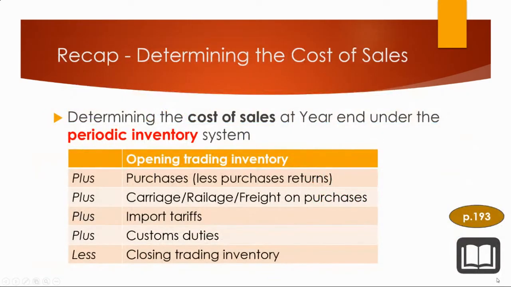Now, talking about the previous session, this is the formula that you would use to work out the cost of sales under the periodic inventory system. So you start with your opening trading inventory, then you add any purchases less any purchase returns, you add any carriage and railage freight on purchases, and then you add any import tariffs and any custom duties, and then lastly you deduct the closing trading inventory. This will give you the cost of sales under your periodic inventory system.